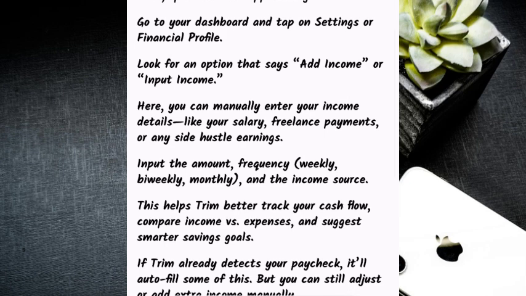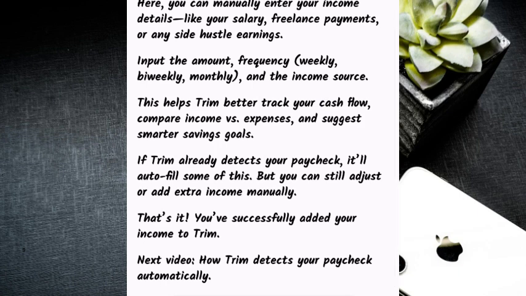This helps Trim better track your cash flow, compare income versus expenses, and also to suggest smarter saving goals. If Trim already detects your paycheck, it'll autofill some of this, but you can still adjust or add extra income manually. And that's it. You successfully added your income to Trim.